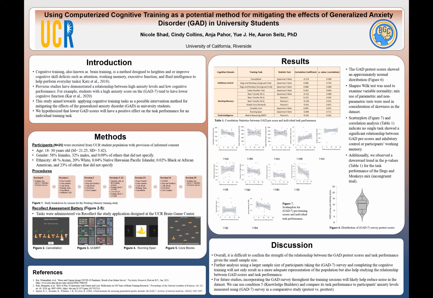The aim of the study was to apply cognitive training, or these brain games, as a possible method for mitigating GAD, or generalized anxiety, in university students. We hypothesized that lower anxiety scores via the Generalized Anxiety Disorder Survey will have a positive effect on the task performance that participants are going to be doing throughout this study.